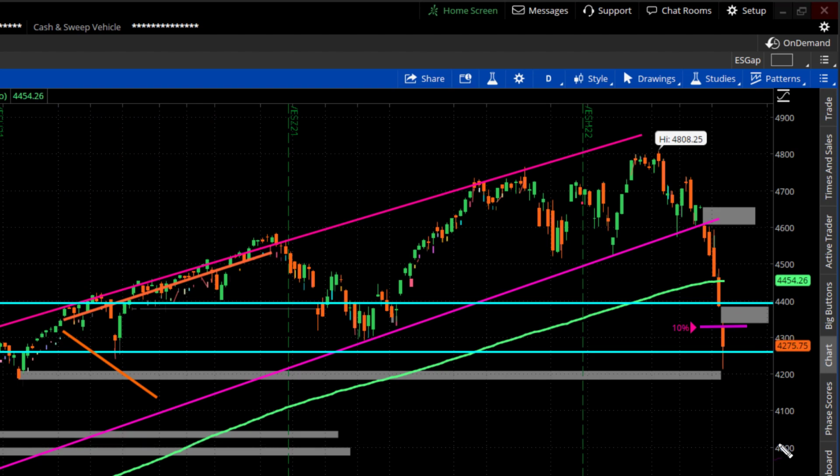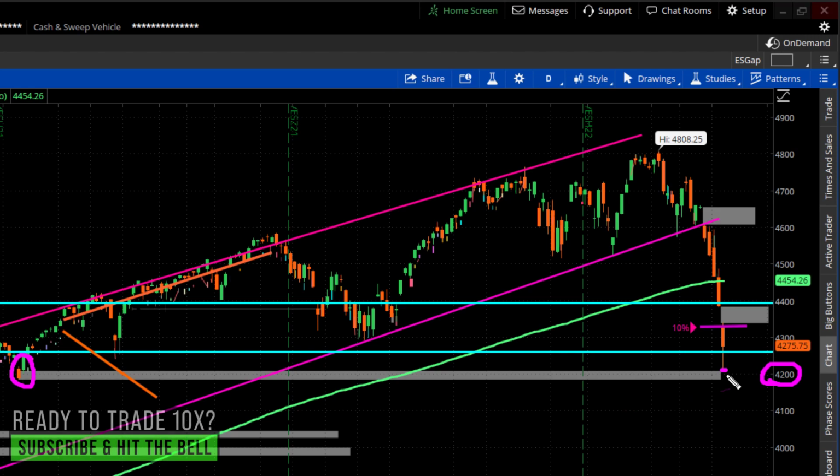Now, one of the first targets that I can see down here where the price kind of found some support today early on was the 4,200 level on the S&P futures. Notice also this gray box. This represents a gap going all the way back to June.